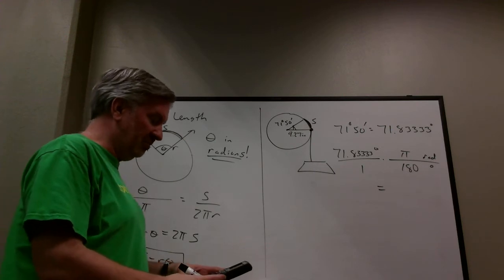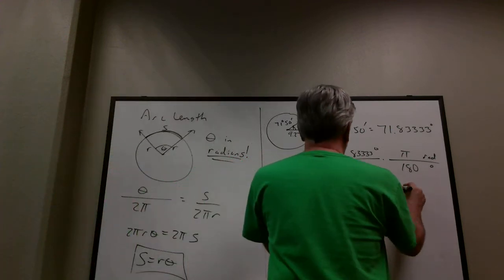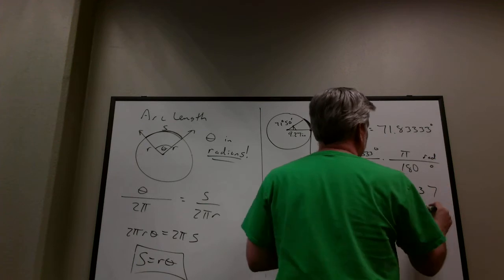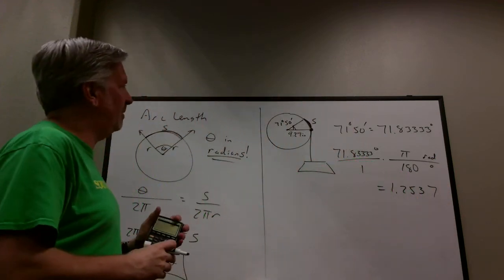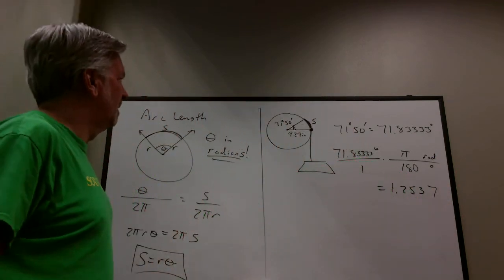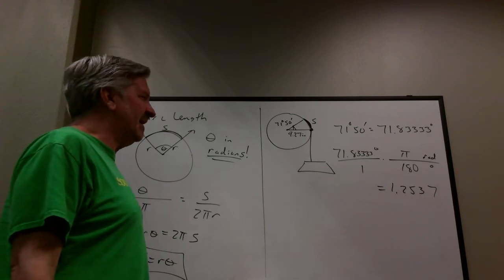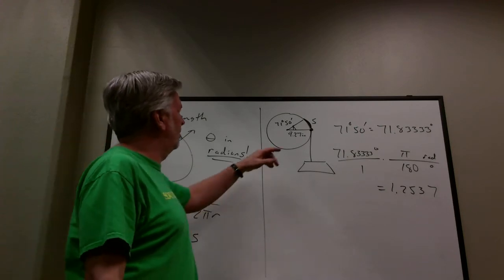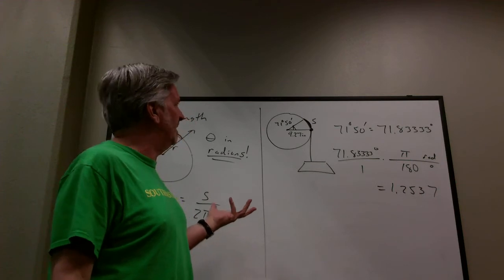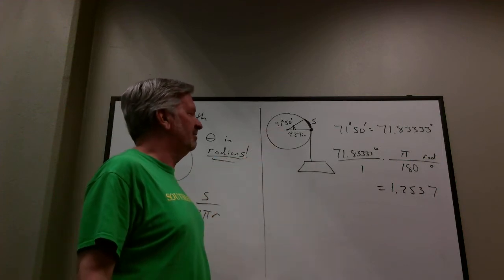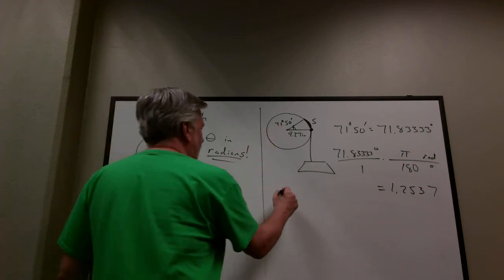Again, you should punch along with me. And I'm getting about 1.2537 radians. So that's what theta is in radians. Now doesn't this answer make sense? Always see if your answers make sense. Remember, 1 radian was about 57 degrees, so this is 1 and change. Okay, now let's go to our problem.